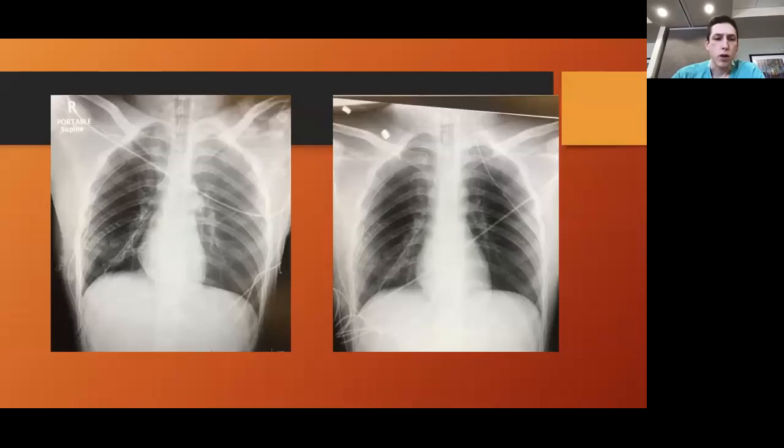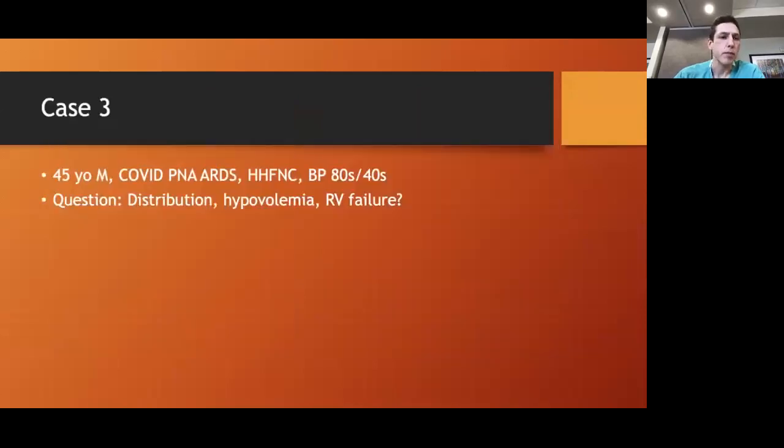All right, so let's move on to case 3. This is a 45-year-old male who has COVID pneumonia and ARDS, is currently on heated high-flow nasal cannula with a blood pressure of 80s over 40s. So our question is, is this distributive shock? Could he be hypovolemic, or could this be RV failure from ARDS?